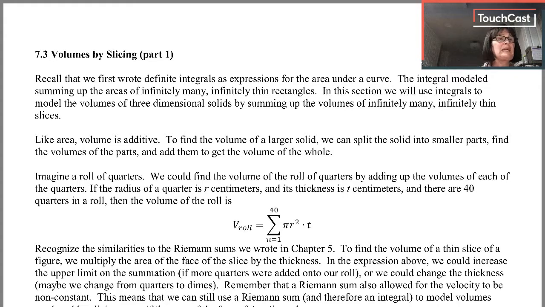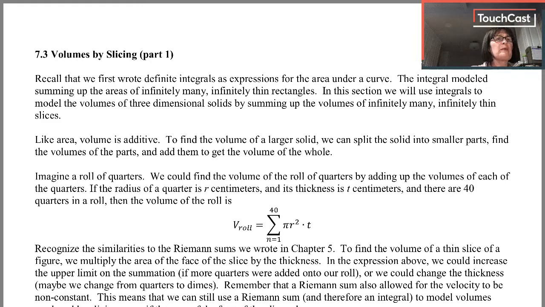So make the connection now to why calculus was invented. We could just find the area of one of those quarters and multiply by the height of the whole stack, and that again would give us the volume of the stack. So why bother adding up the volumes of all of those?